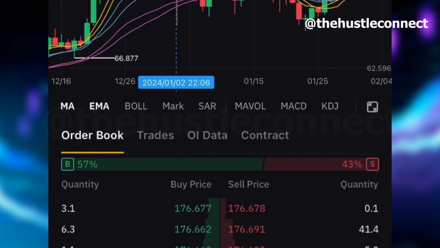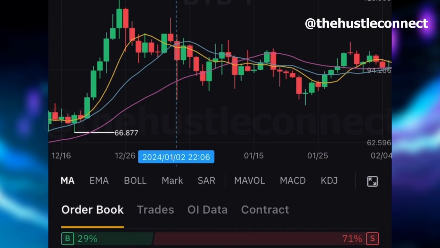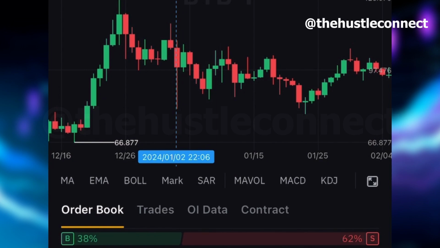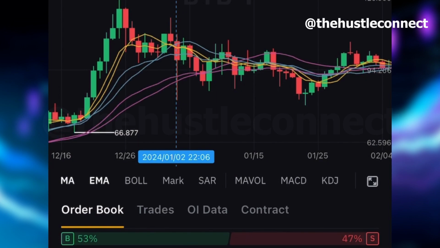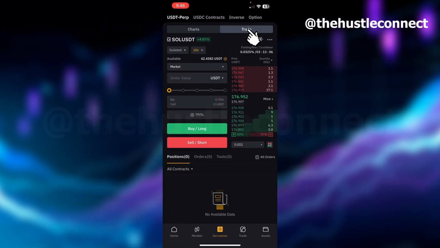When I click on MAVOL, you're going to notice a change. Click on EMA, you're going to notice a change. Click on MA, you're going to notice a change. These are tools called indicators that you can use to analyze your market, basically. Let's swipe up a little and click on trade right now.